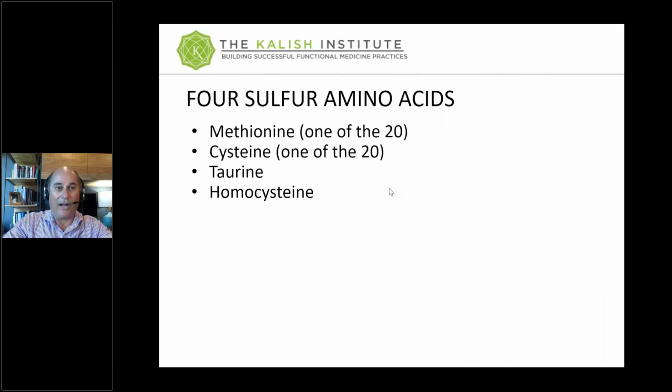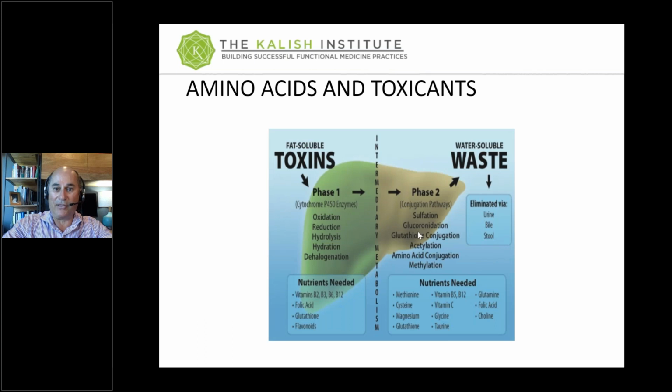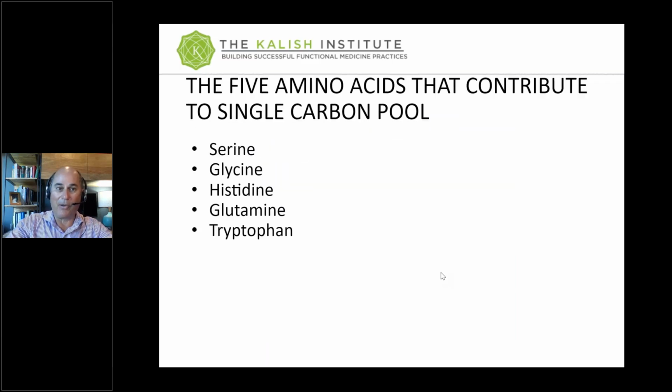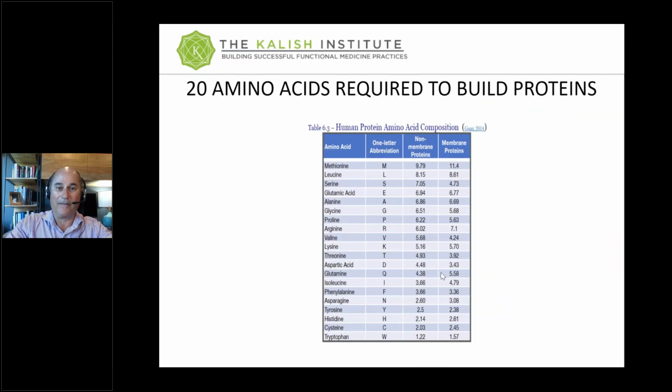Sulfur amino acids are required for detoxification. It's the exact same problem. Here we have phase 2 detoxification, sulfation, glucuronidation. All these are run by nutrients like methionine, cysteine, glutamine, glycine, taurine, etc. So again, we go back to our primary list here. If you're low in glycine, glutamine, and cysteine, you might not be able to run detox pathways.